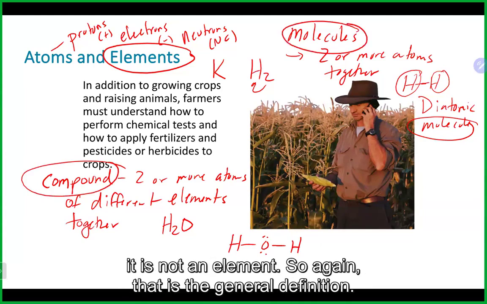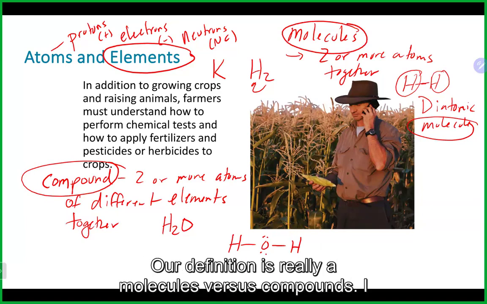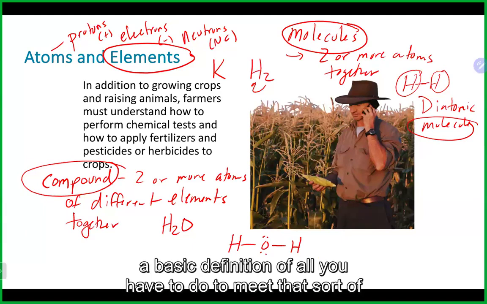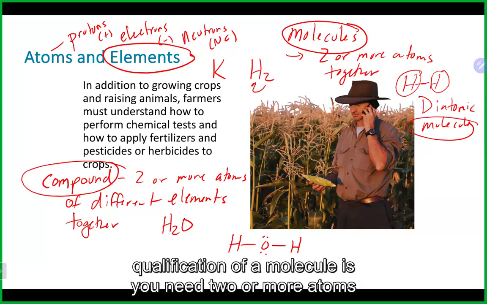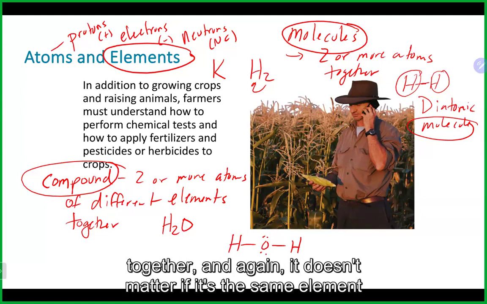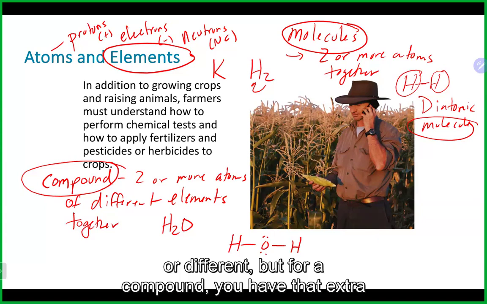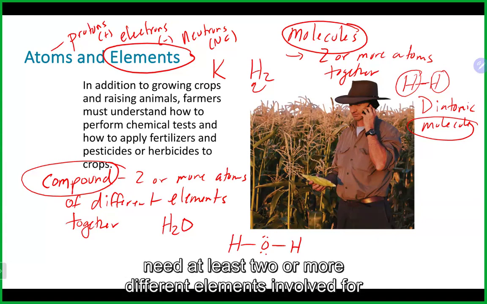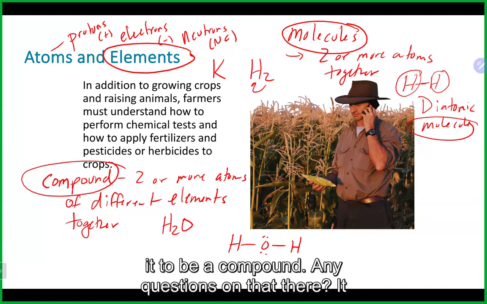So again, that is the general definition. Our definition is really of molecules versus compounds. I personally like to think of molecules as a basic definition: all you have to do to meet that qualification of a molecule is you need two or more atoms together. And again, it doesn't matter if it's the same element or different. But for a compound, you have that additional requirement. You need at least two or more different elements involved for it to be a compound. Any questions on that there?